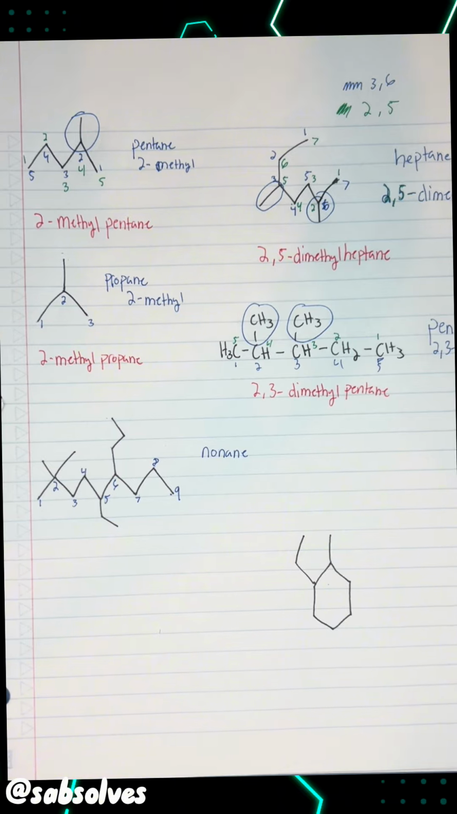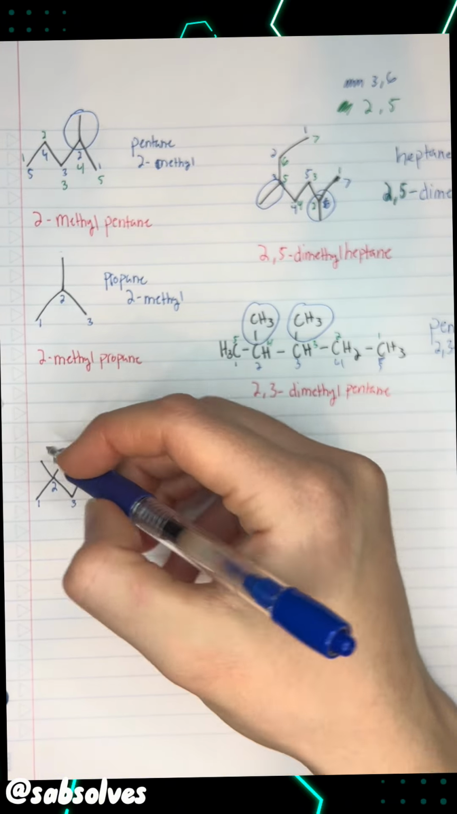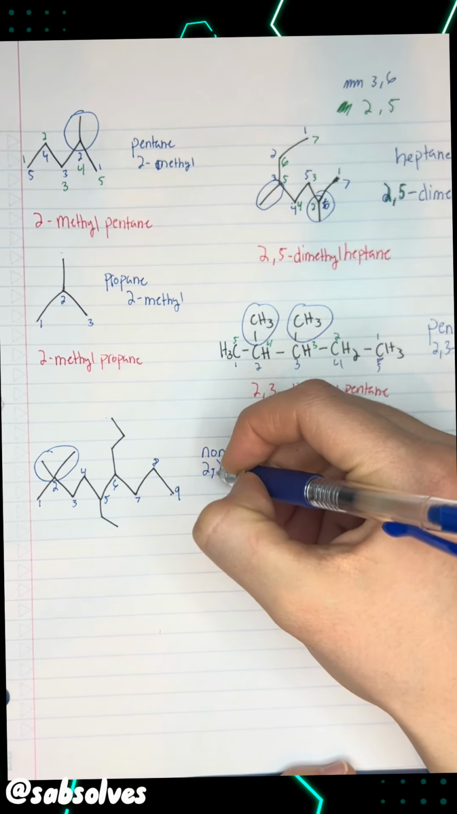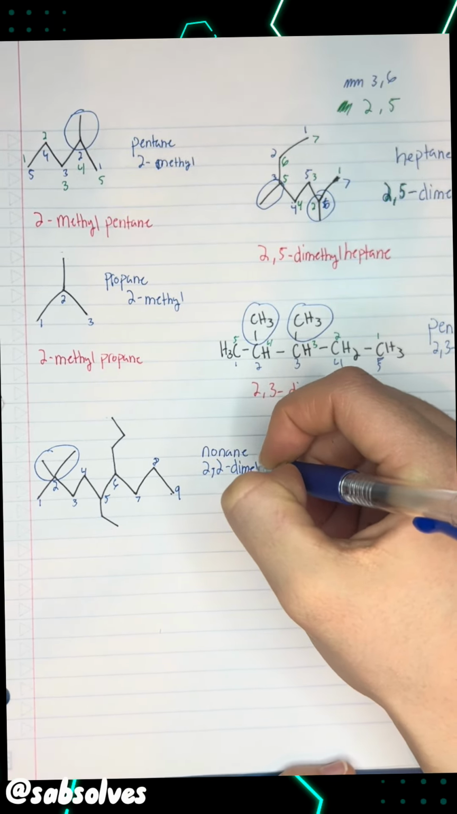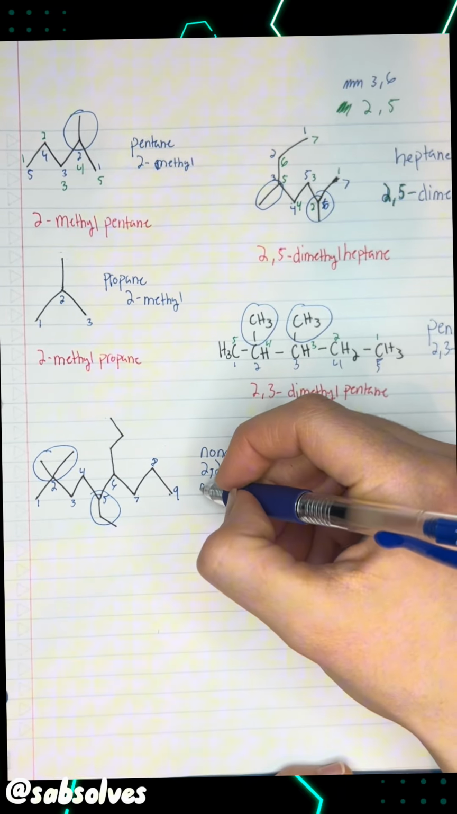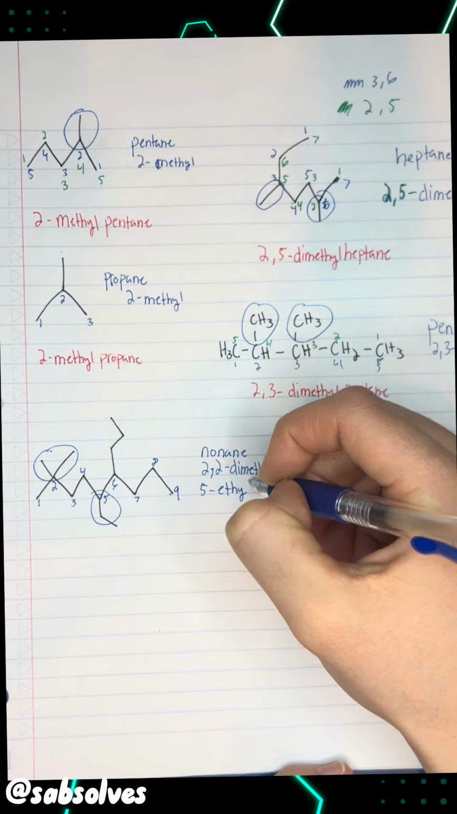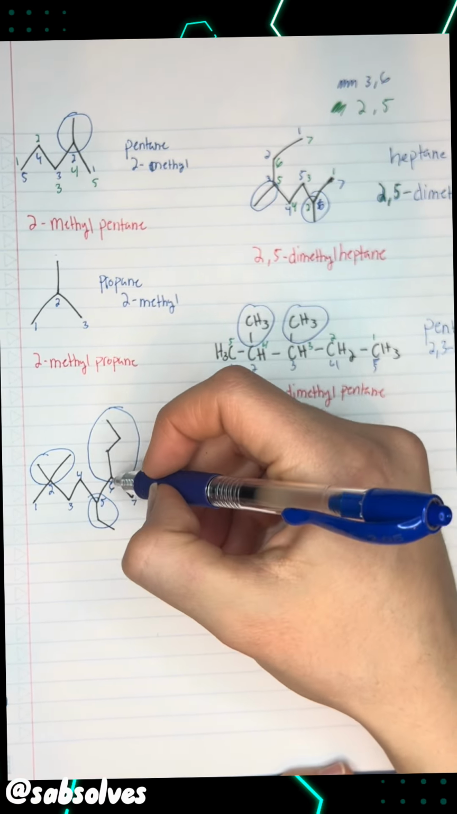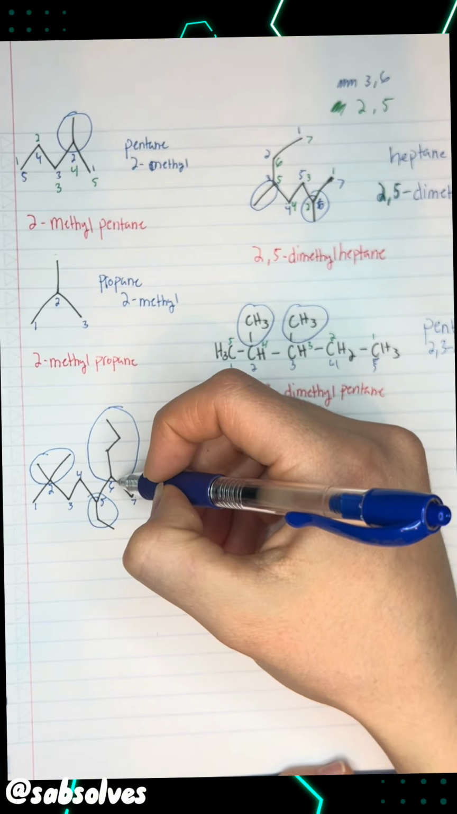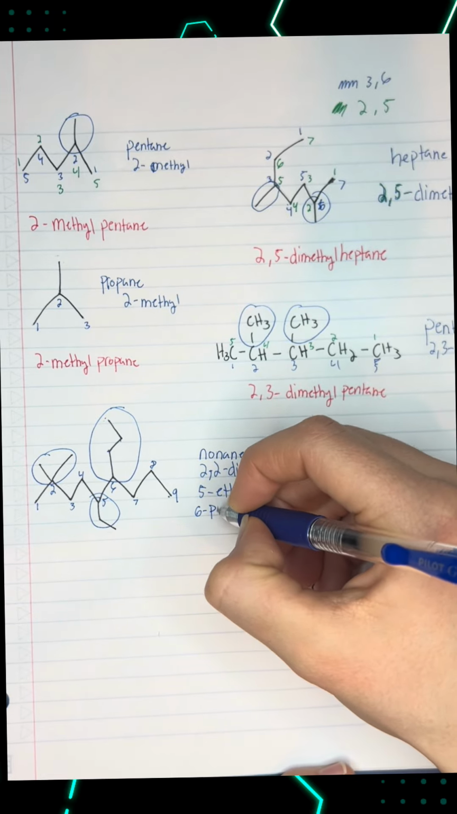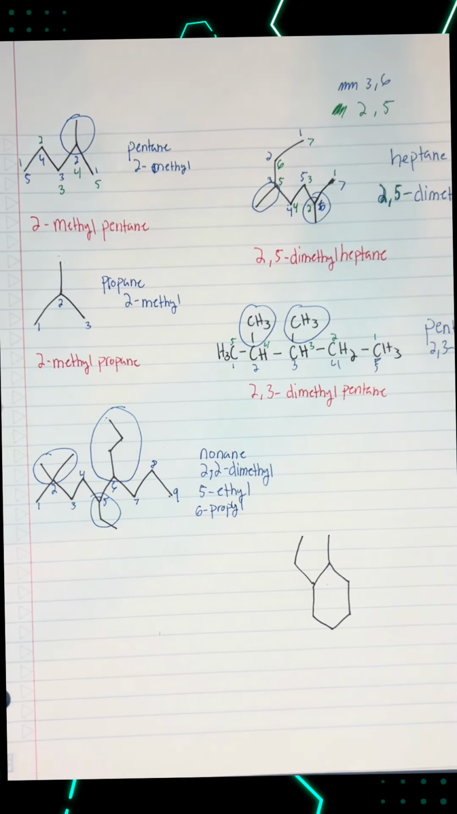Now, let's just list out what we have on that chain. So here, I've got a 2,2 dimethyl. On here, I've got a 5 ethyl. And this guy here, 1, 2, 3, not counting the carbon on the parent chain, I have a 6 propyl. And that's it. So now I'm just going to put this all together.